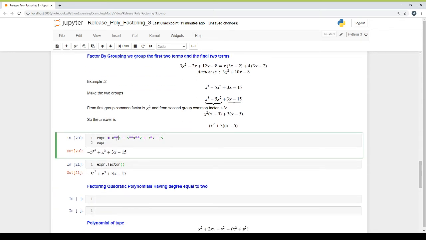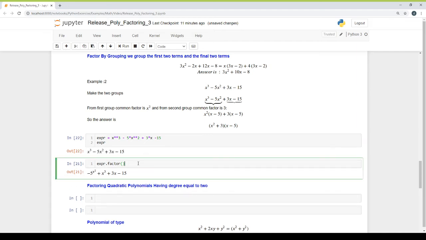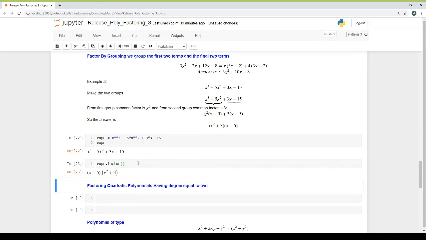I have done something wrong. x cube minus 5x square plus 3x minus 15. This is our polynomial and this is our factor. Factor of quadratic. What is a quadratic polynomial? A polynomial having degree equal to 2 is a quadratic polynomial. The method is the same. We have to call the factor function of the Sympy package.